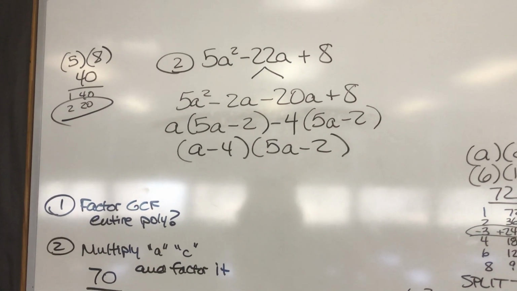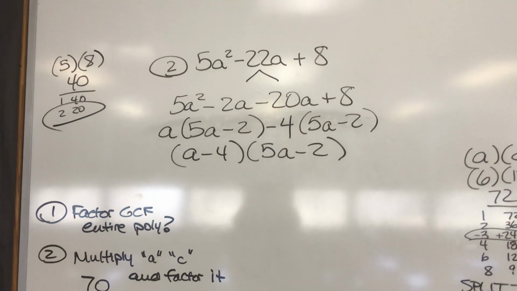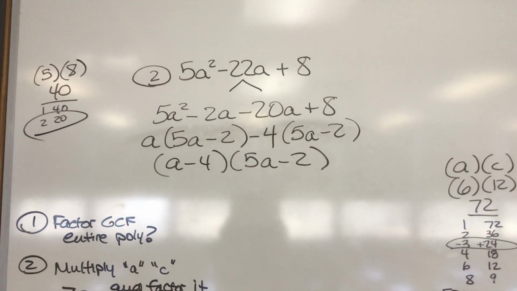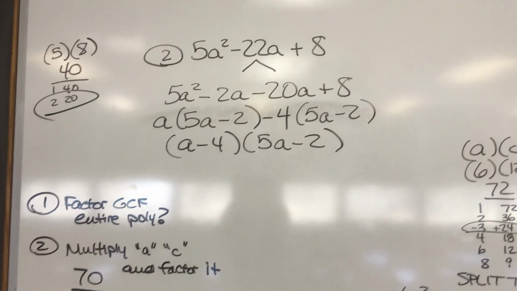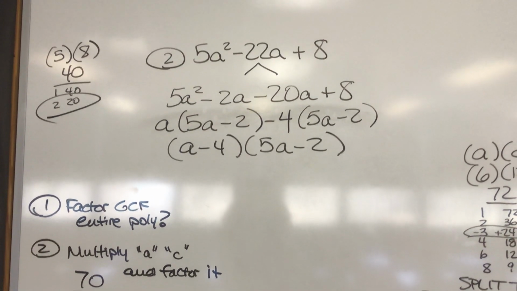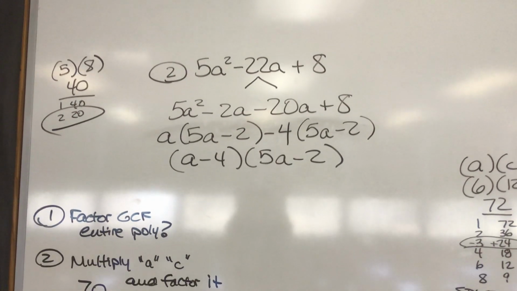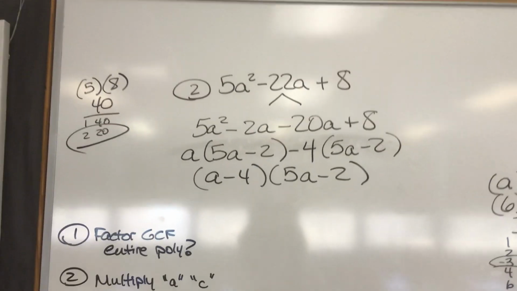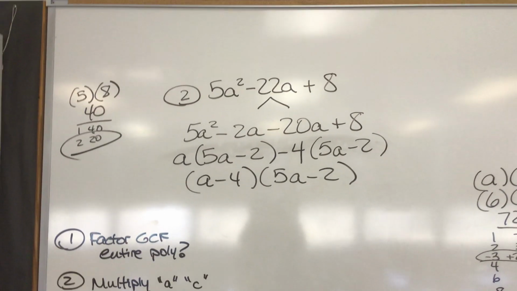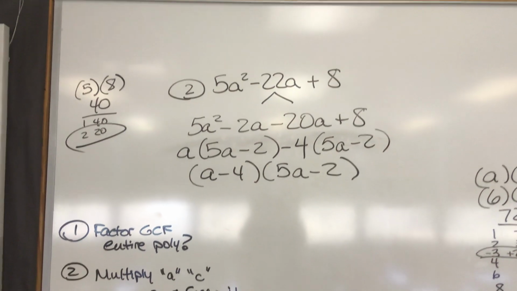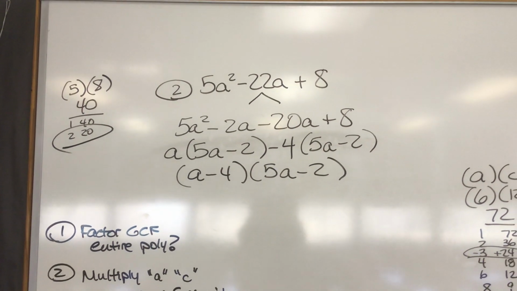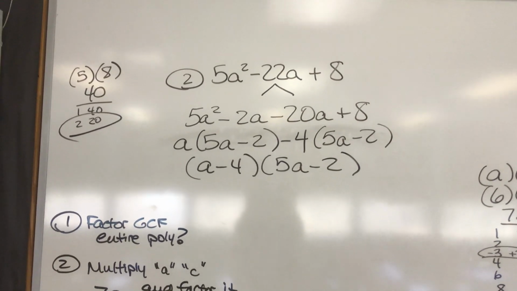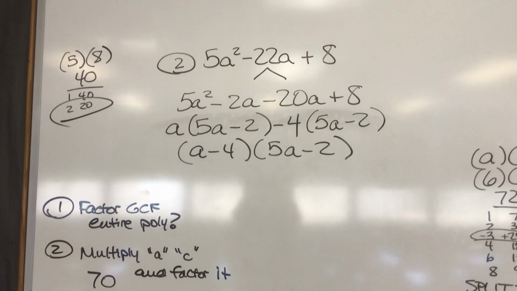I write that binomial to the right, and I say, how do I get from negative 20a to 5a? I have to divide by negative 4. So that's my GCF. And then I double check that I'm correct. Does 8 divided by negative 4 leave a negative 2? Yes. So that is all correct. Then I write my 2 binomials: a minus 4 times 5a minus 2. And I'm done. I'm done factoring that by splitting the middle.